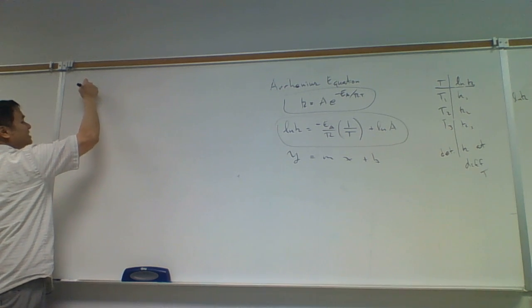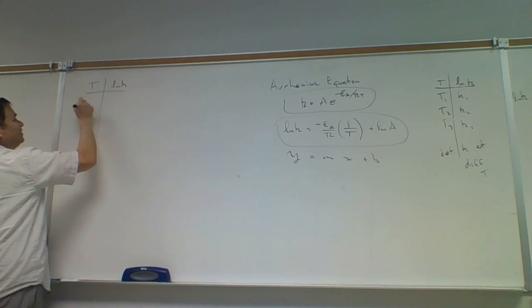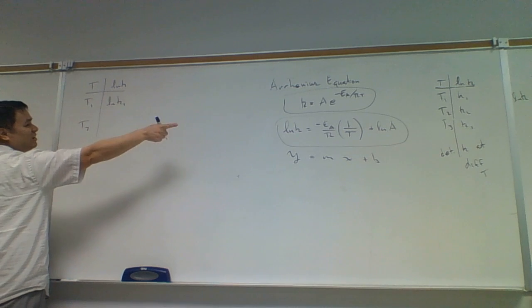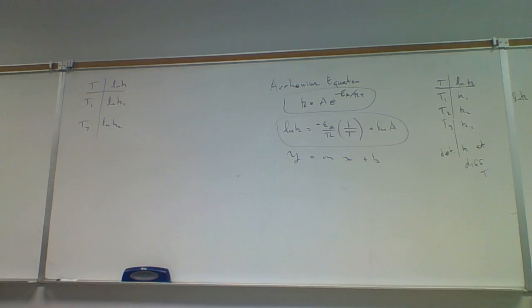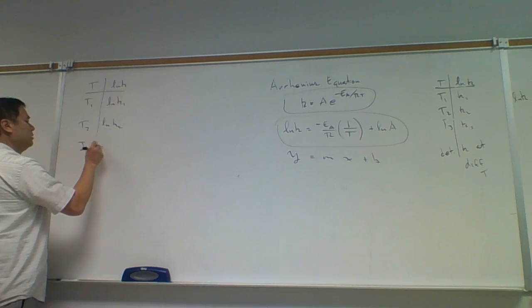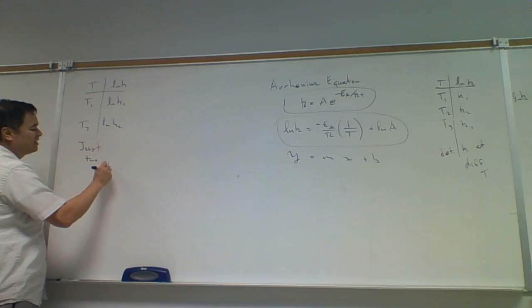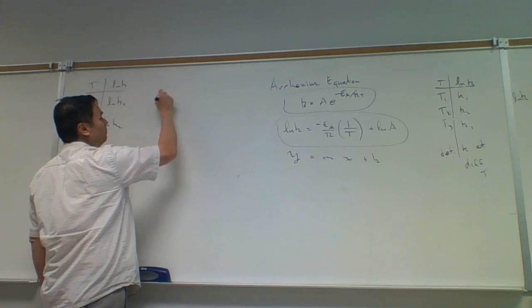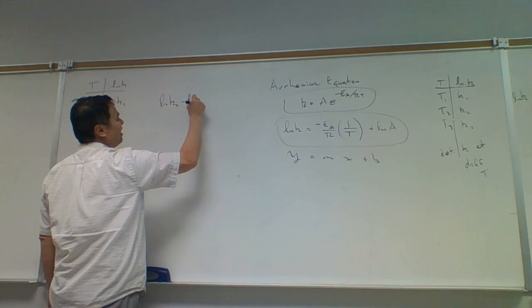We have T and ln of k. So we have T1, T2, ln of k1, ln of k2. Something like that, just 2 points. Technically, that's the bare minimum we need. And so we do this trick, which is ln of k2 minus ln of k1.